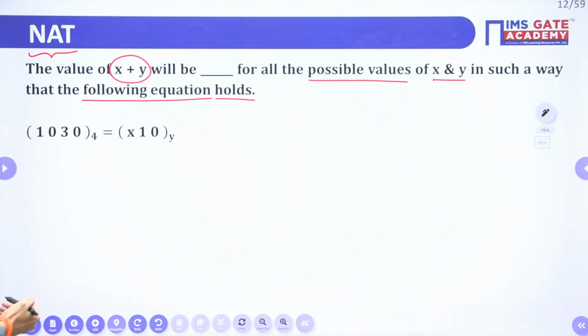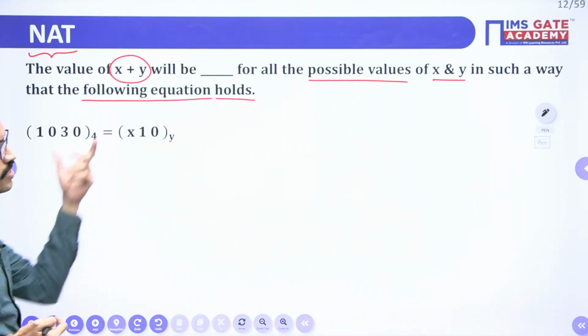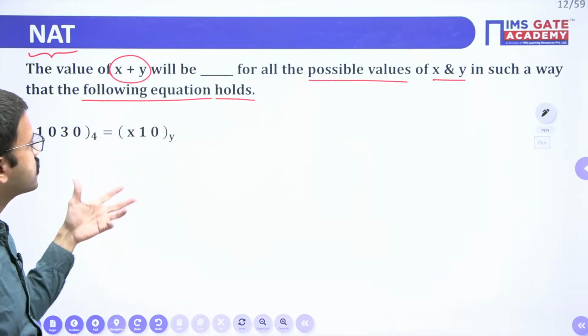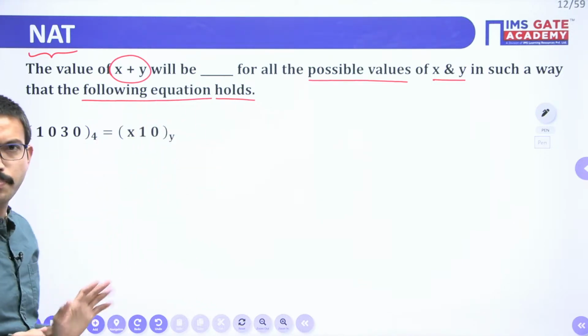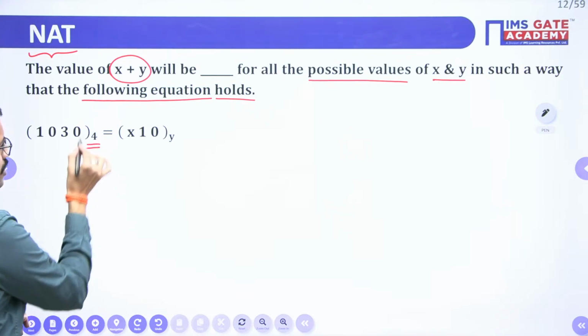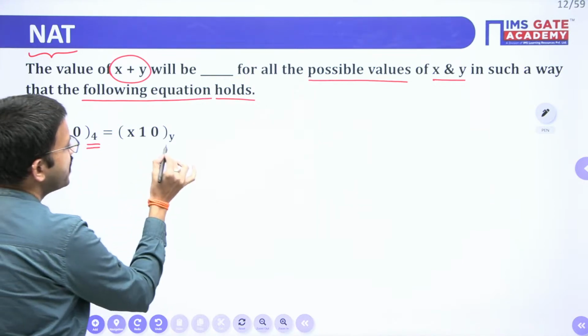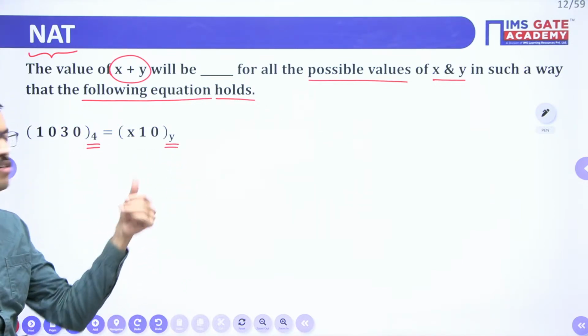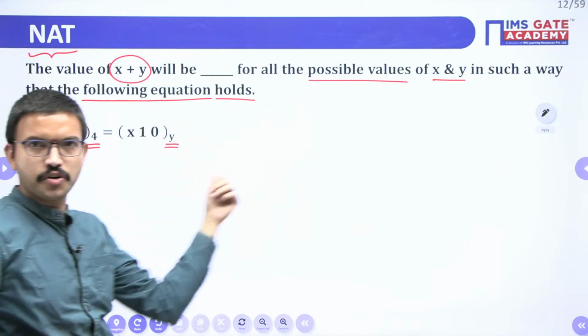See here, up to now, whatever the concepts we have discussed regarding number system conversions, those concepts now we have to apply based on the requirement. Now just observe, left hand side they have given base 4, the value we know base is 4, but right hand side we don't know base value, they have mentioned y. Here base is unknown.